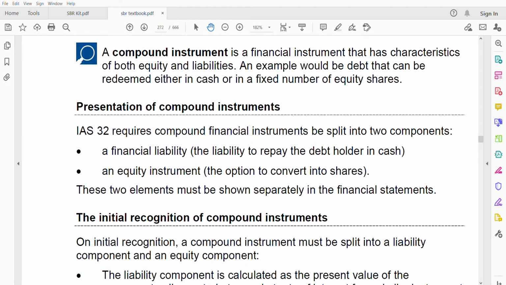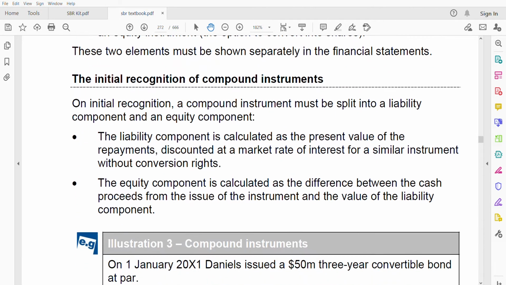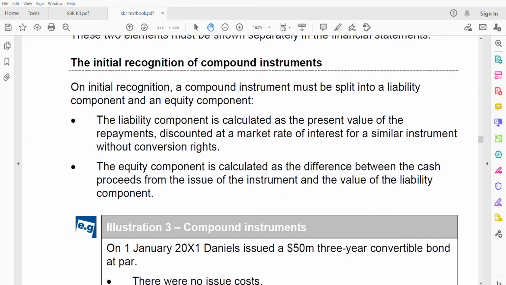Now our main focus for today's topic is on the initial recognition of compound instruments, because yesterday when I was explaining financial liability, I explained two matters: initial recognition and subsequent measurement. So now we are going to go through compound instruments. How do we initially recognize it?